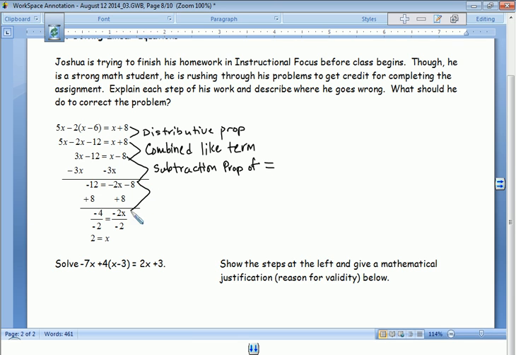Okay, to go from here to the next step, what did he use? The addition. Good. The addition property of equality. And finally, between this step and the final answer, what did Joshua use? Division. The division property of equality.